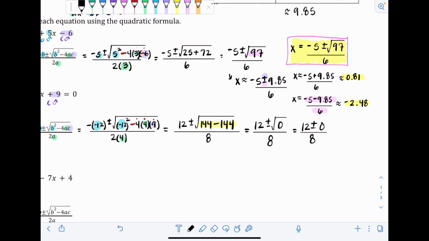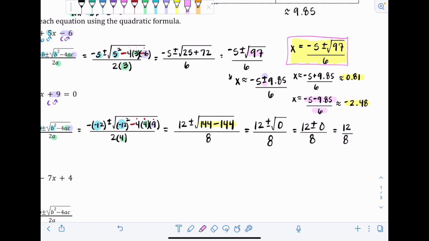And then usually when we have something that's no longer in a radical, we would create two different equations, one for the plus and one for the minus version, but plus and minus 0 is not changing the value at all. If I were to do 12 plus 0, that's 12, and 12 minus 0 is also 12, so I don't have to do two different equations here. I can just cut out that 0. So I can just simplify down to 12 over 8, because 12 plus 0 is still 12, and 12 minus 0 is still 12 as well.